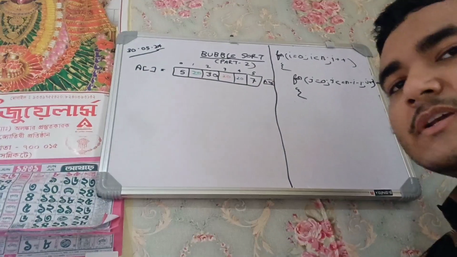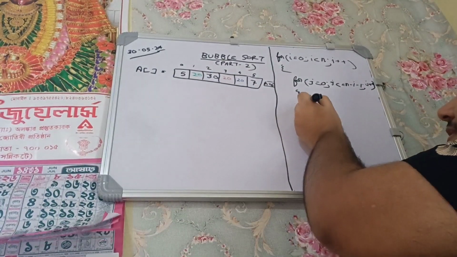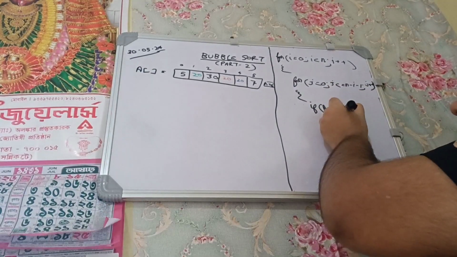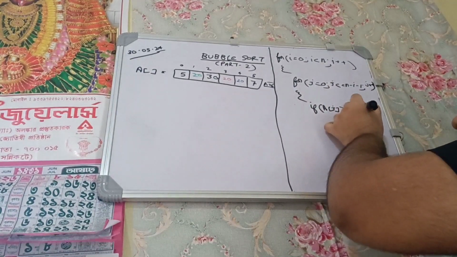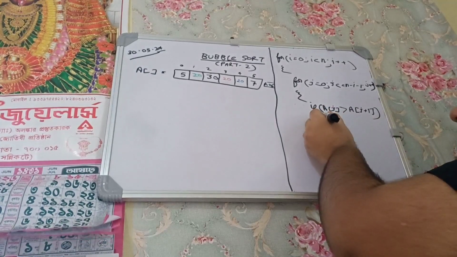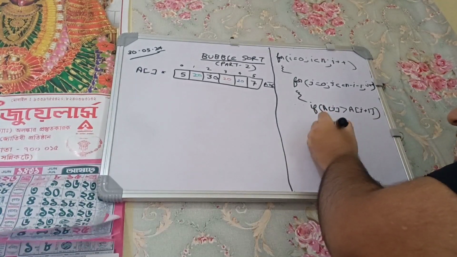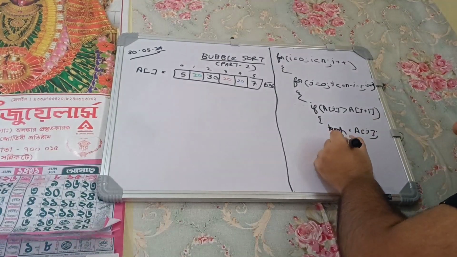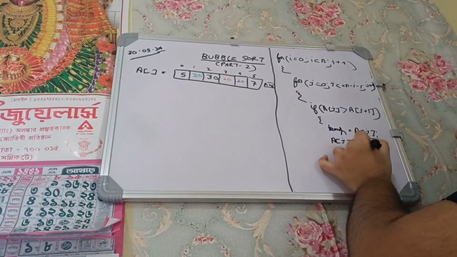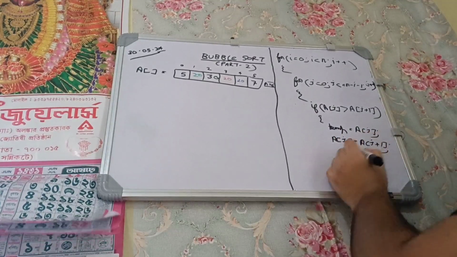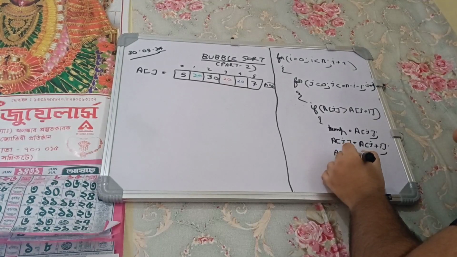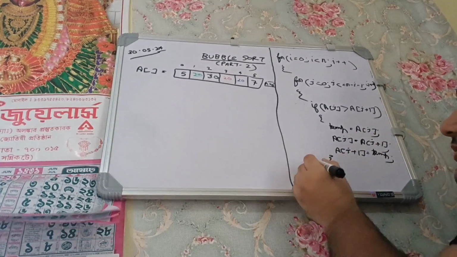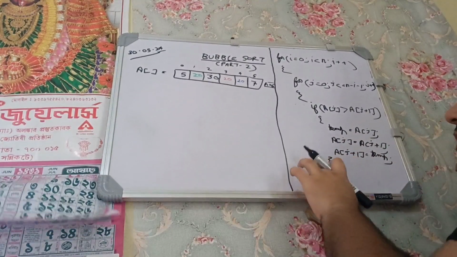Opening brace, if a of j greater than a of j plus 1, then we have temp equal to a of j, a of j equal to a of j plus 1, and a of j plus 1 is equal to temp. Fine. Closing of loop. Okay, another thing.